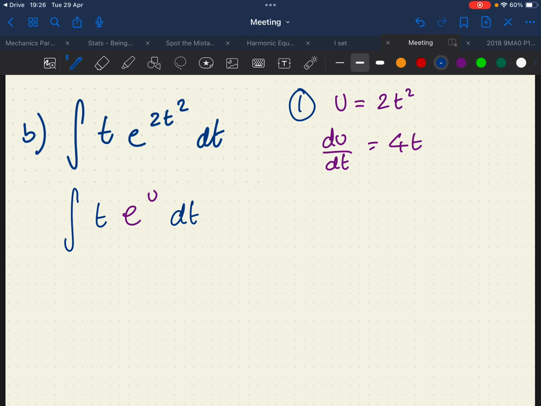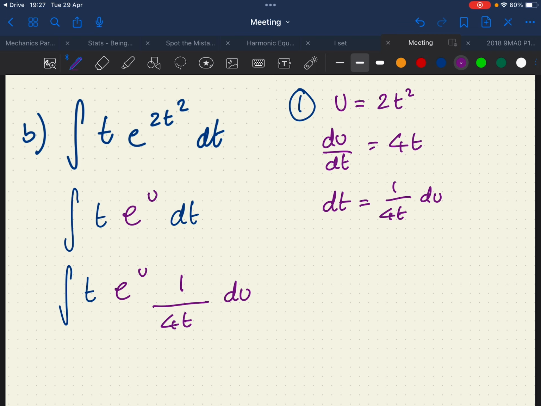If we do some more work here with du dt, well, we know we need to get dt on its own. So if we try to do that, we will get something like this. Okay, now when we sub that in, you're going to see that something interesting is going to happen on this one. So this is all just the same as before. And now I have 1 over 4t du. Well, this gives you the opportunity to cancel these ones out.